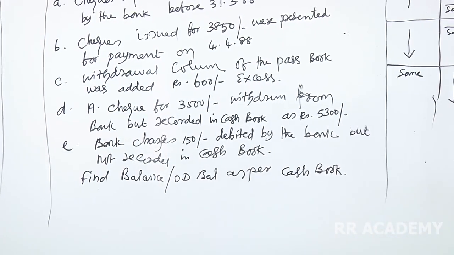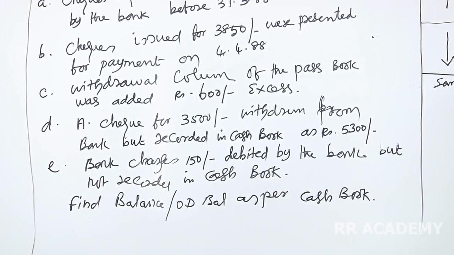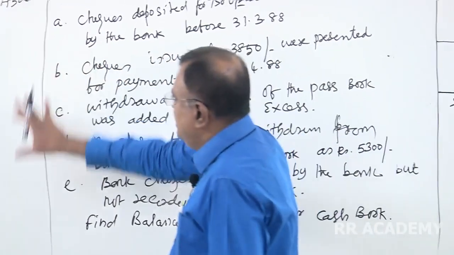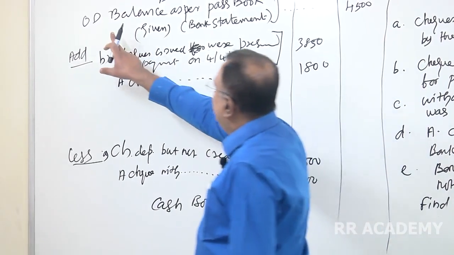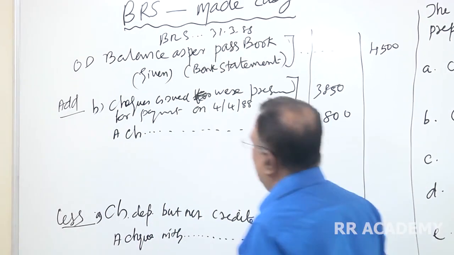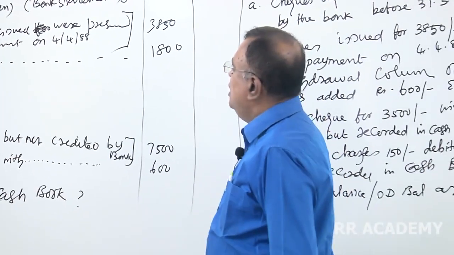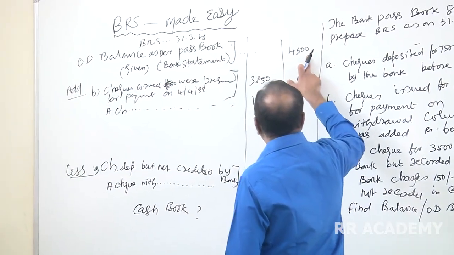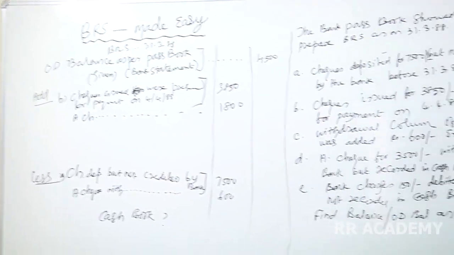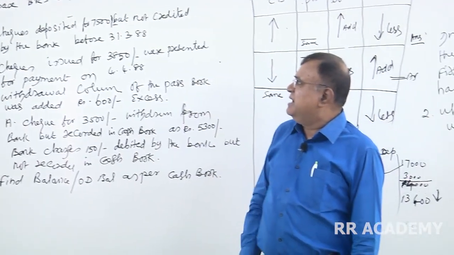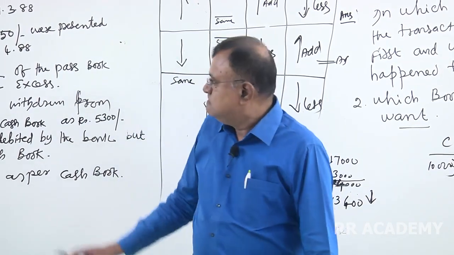One thing very important. I am not changing anything. Overdraft plus or minus, minus or plus, I am not doing anything here. As it is I write and I find out the balance. Here I write OD balance as per passbook. Normally in your book they used to write OD balance as per passbook minus 4,500. But I am trying to make it in a simple manner. As it is I write. That's all. Over.